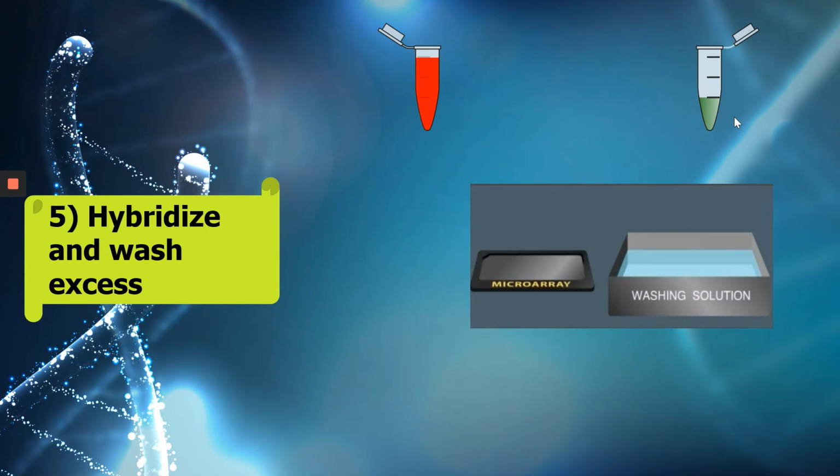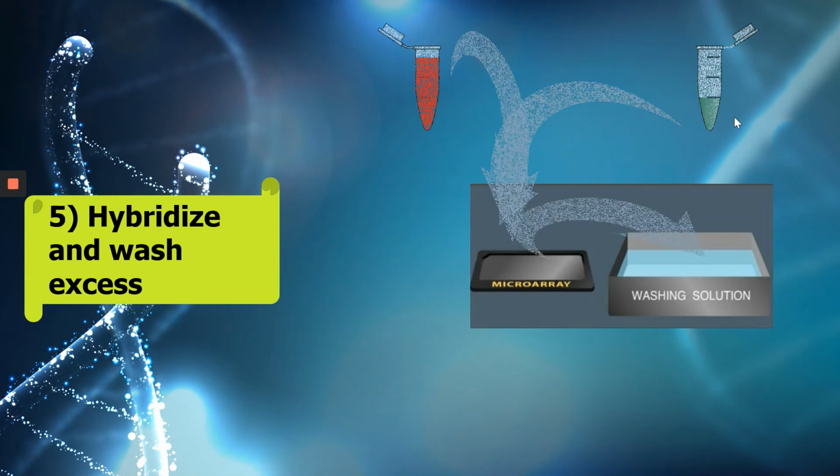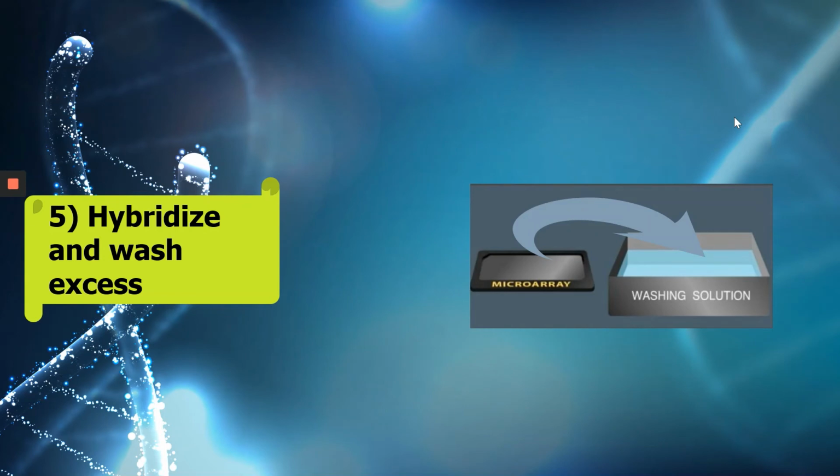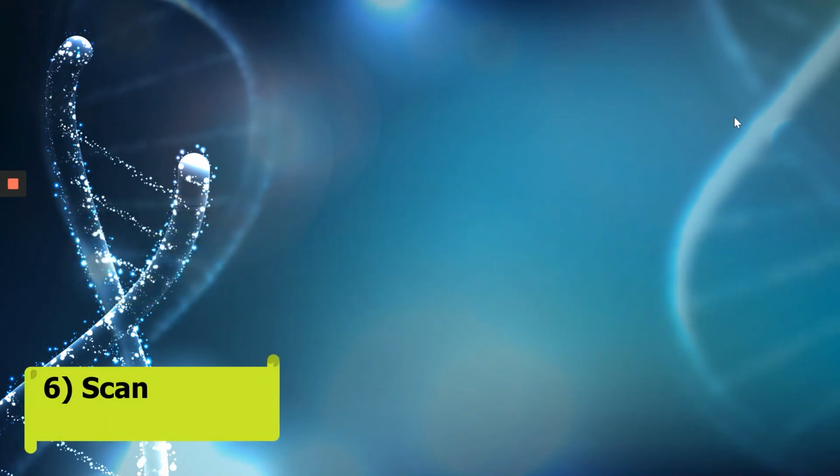So how do we hybridize it? The mixed tubes will be poured onto the microarray. After they were poured, it will hybridize automatically in the microarray. After that, we will wash the microarray in the washing solution to remove the excess cDNA.